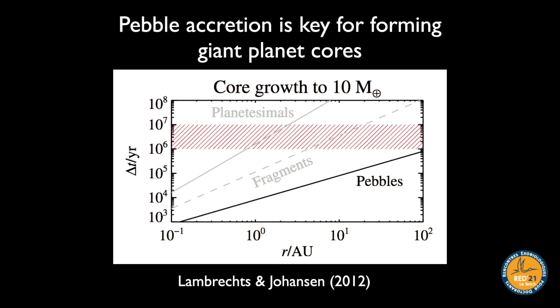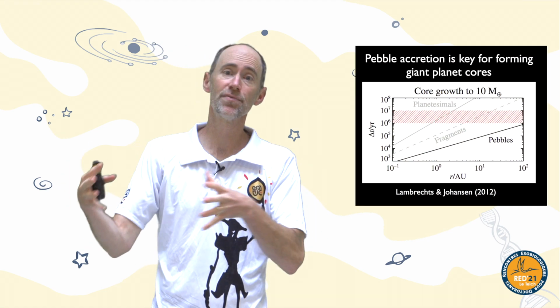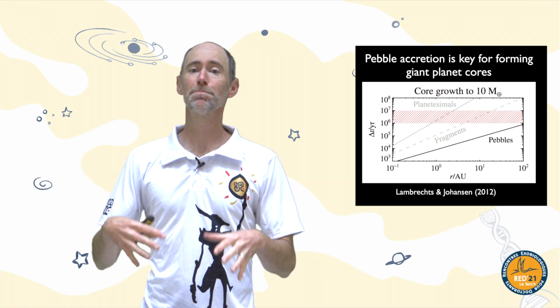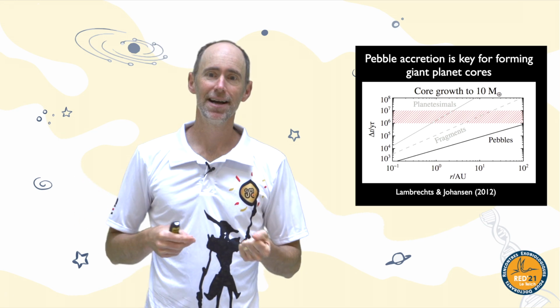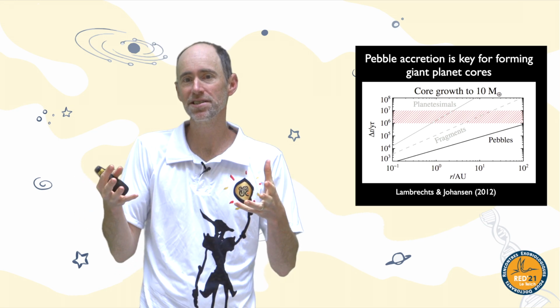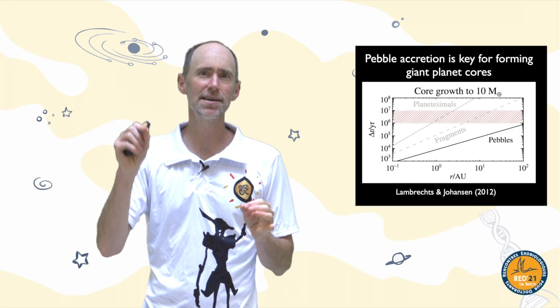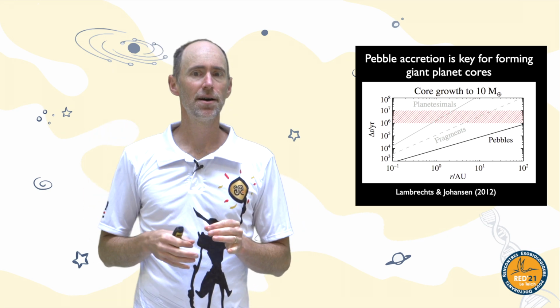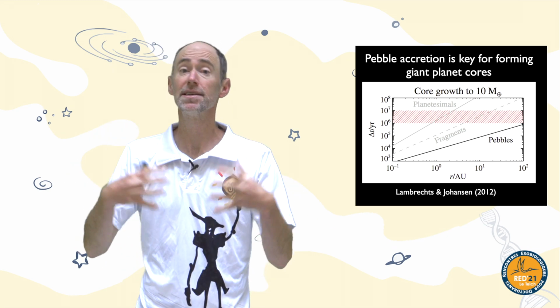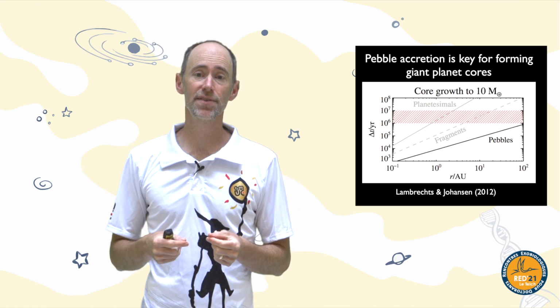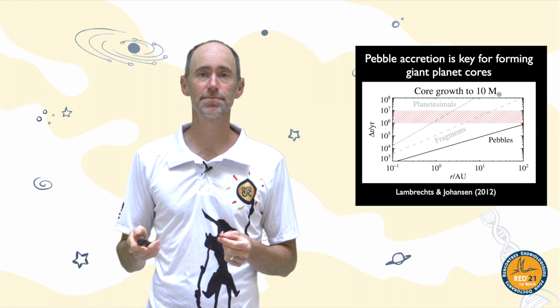We know that disks only last for a few million years, and pebble accretion can explain how big cores form within that time frame, whereas planetesimal accretion cannot. So this is a key reason that pebble accretion, in addition to connecting the dots in a smoother way, is why we like it as a very important process for forming giant planet cores.